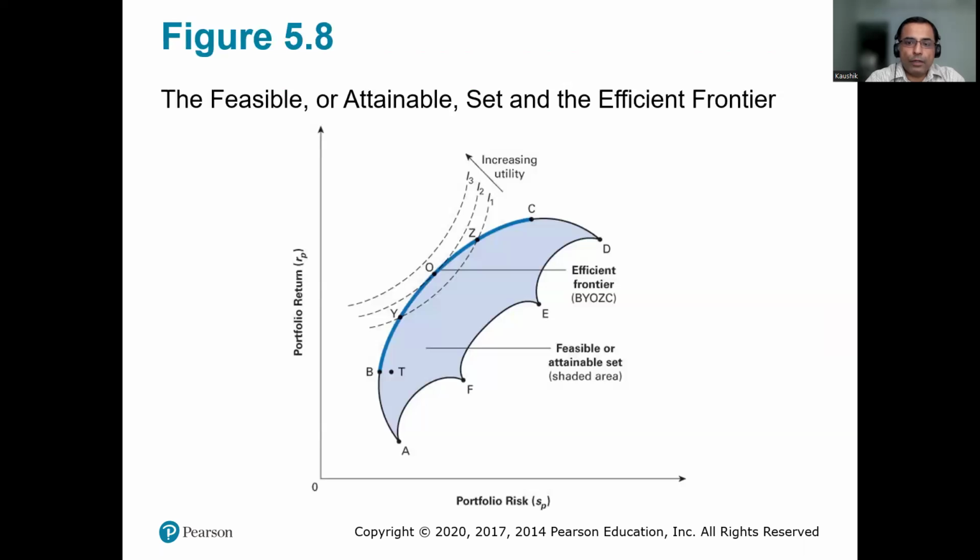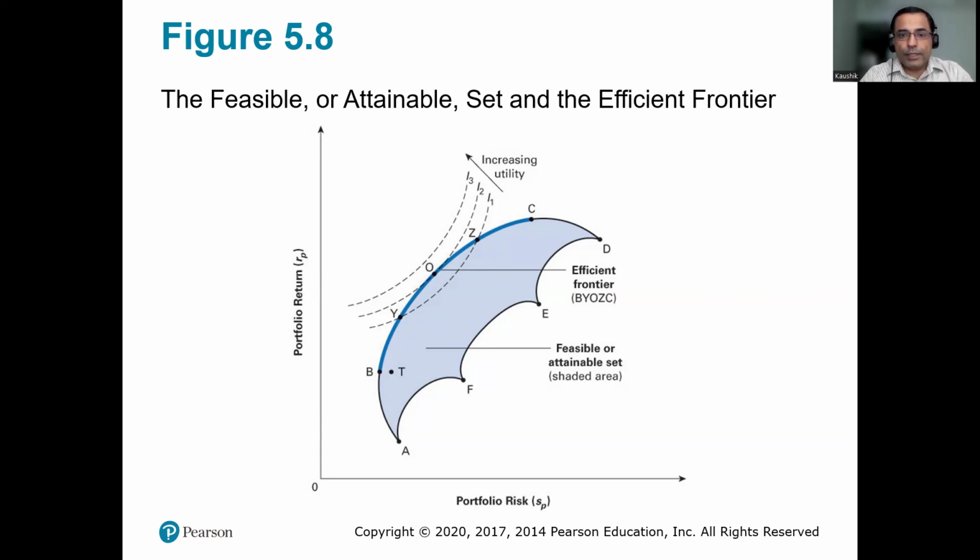Any portfolio below the efficient frontier is feasible or possible, but it gives a lower risk return trade-off. Whereas any portfolio above or to the left of the efficient frontier is not possible, because any portfolio above the frontier means it provides a higher return compared to the risk. But the efficient frontier is the maximum possible return for a given risk. So any portfolio above it or to the left of it is not possible.